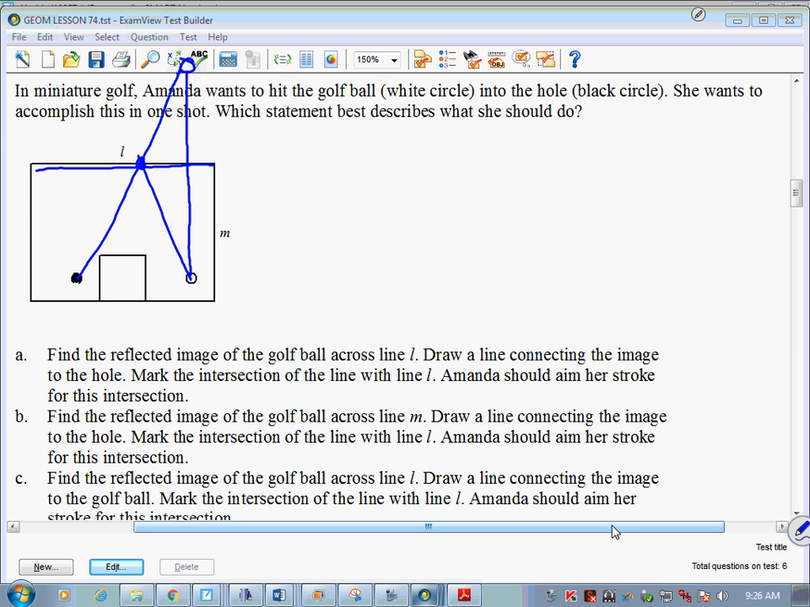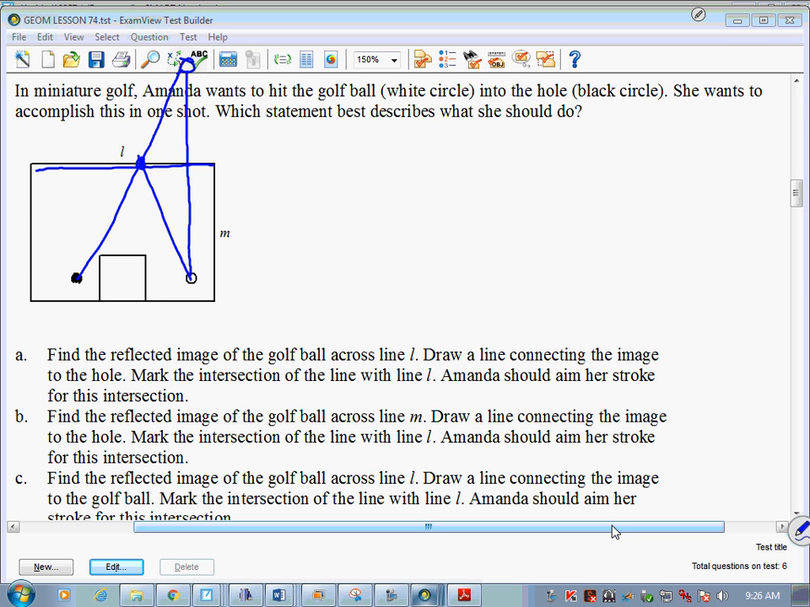Now that you know this, you can now go to your miniature putt-putt course with a ruler, maybe a tape measure and a protractor, and you can just school some folks because you know the tricks, right?